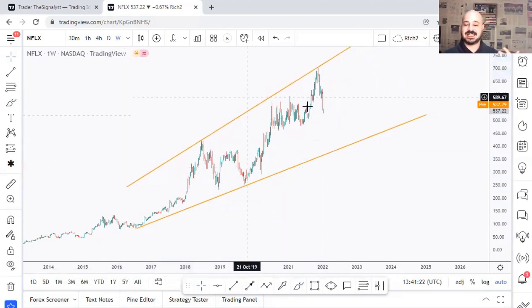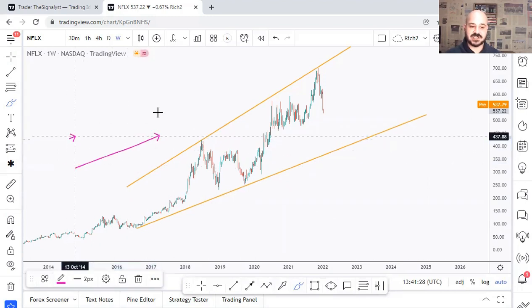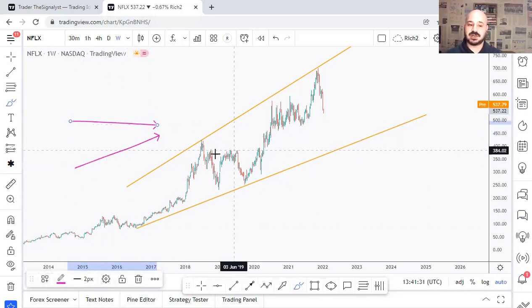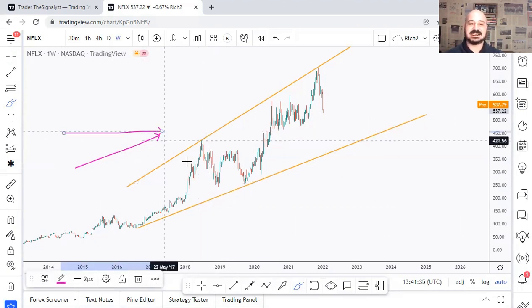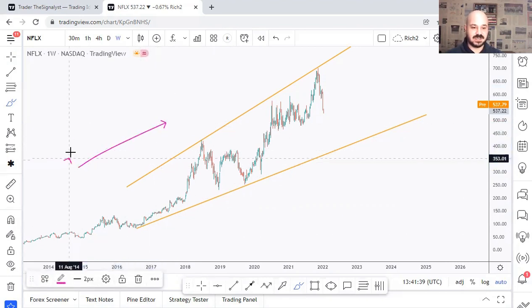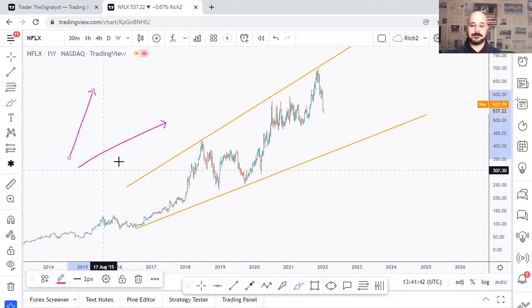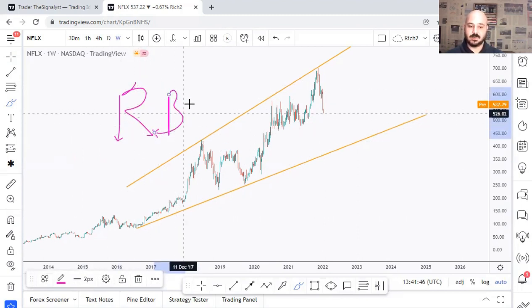So in this case, we can now see that price is trading inside what we call a rising broadening wedge. So it's not a parallel channel, it's not a wedge like this, and it's not an ascending triangle or a symmetrical triangle. It's like this, and this one is going like this. Okay, so this is what we call a rising broadening wedge.